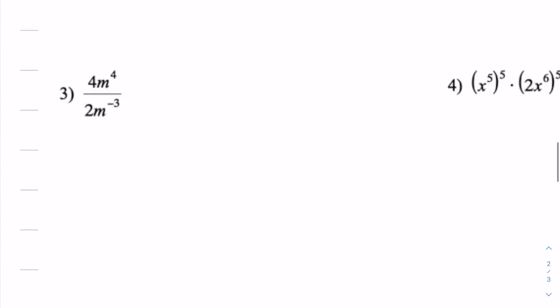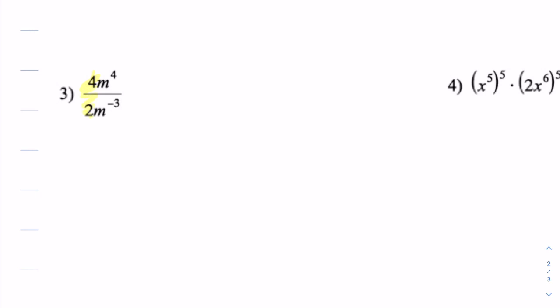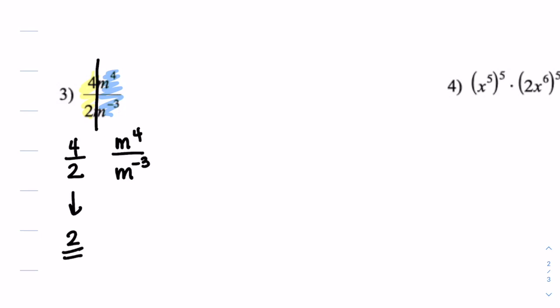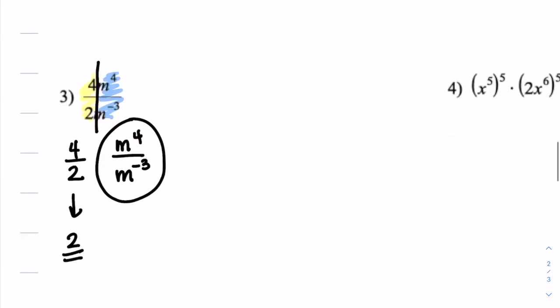Number 3 is a division, and again I would treat the numbers separately from the letters. I think that's going to help. So if we kind of split it right down the middle, this would be 4 over 2, and then this would be m to the fourth over m to the negative 3. So 4 over 2, that's pretty straightforward. That's going to give us 2. And then this one, we have to look at our rules. So that's clearly a division rule. And the division rule says subtract the powers. So let's go here. If we look at our powers, they are 4 and minus 3.